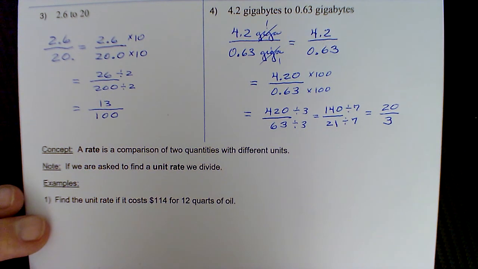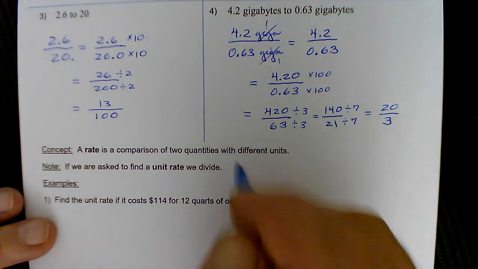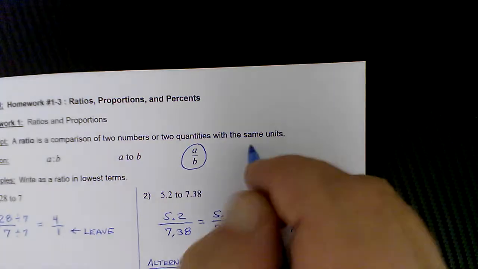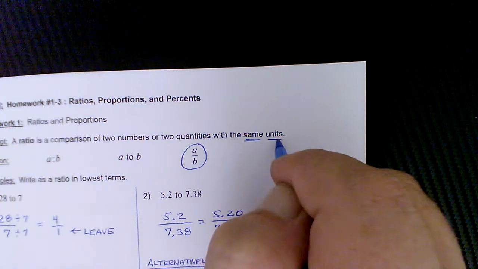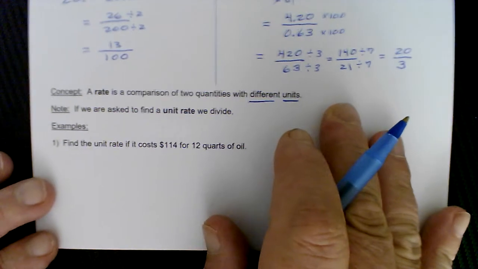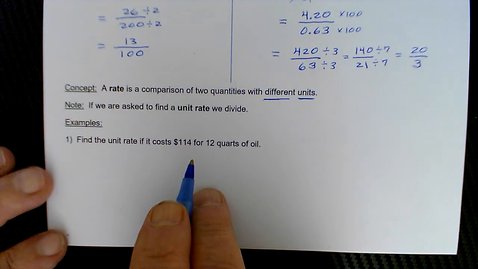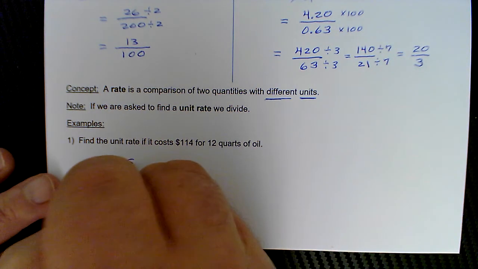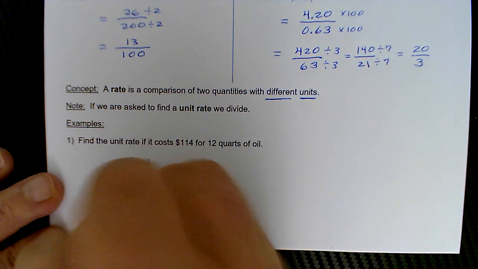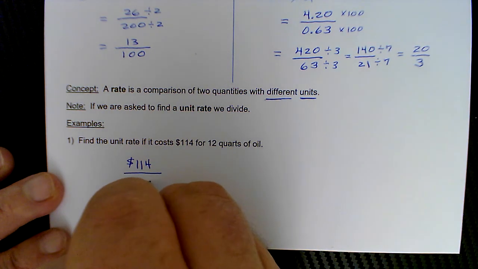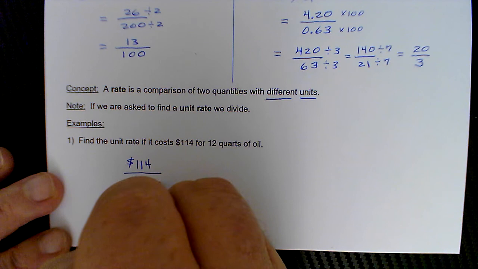Okay, next thing is a rate. A rate is a comparison of two quantities with different units, as opposed to the last set of examples. We had the same units, or we were just comparing numbers. Here, we're looking at things with different units. And if we're asked to find a unit rate, we just simply divide. So we're going to express this as 114. You have to keep the units. $114 over 12 quarts.